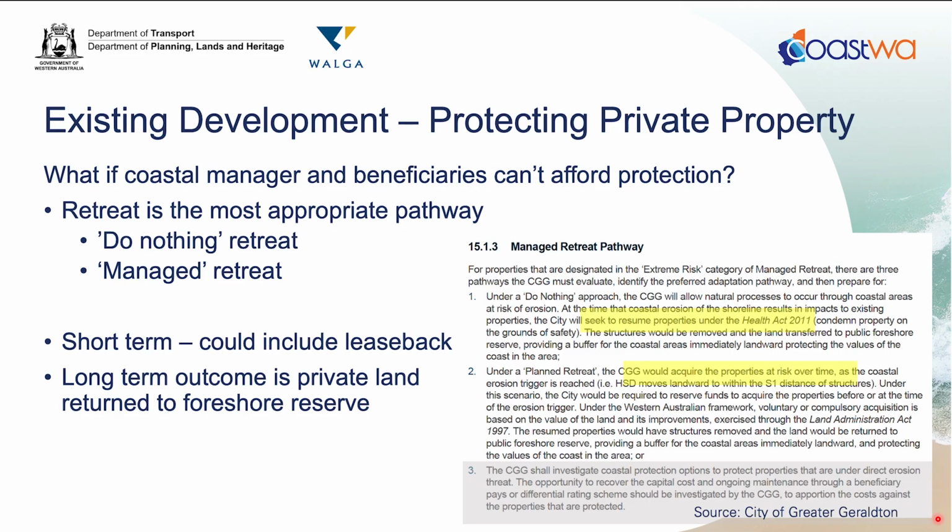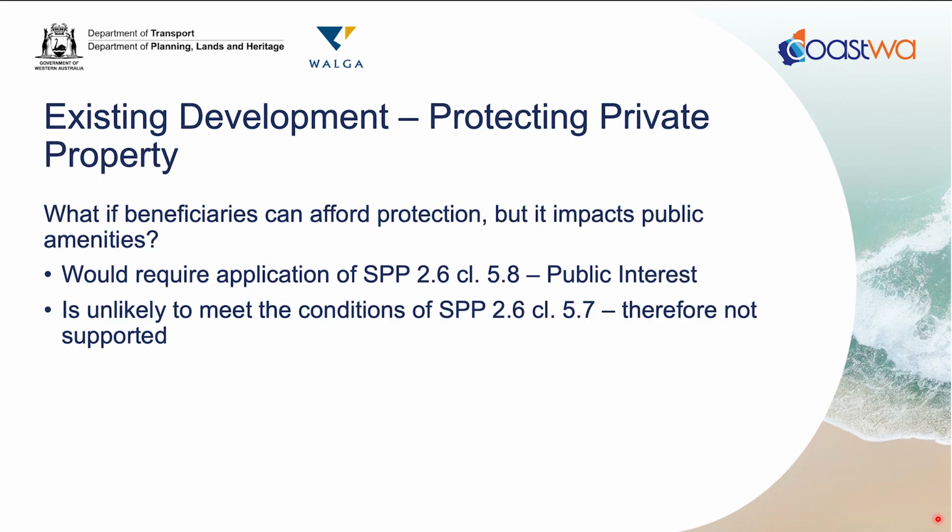But the long-term outcome is that private land is returned to public foreshore. So then we come to, what if beneficiaries can afford protection, but it impacts public amenity? This would require application of SPP 2.6 and the public interest test. And it is unlikely to meet the conditions of SPP 2.6 if it does impact on public facilities or adjacent shorelines. So it would be unlikely to be supported.